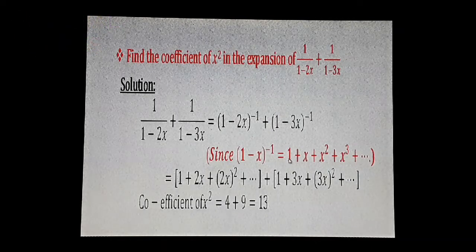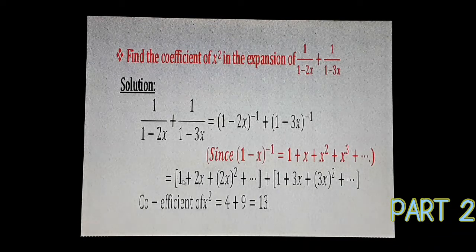As we know already, that is 1 plus x plus x square plus x cube plus etc. So using this, to expand (1 minus 2x) the whole power minus 1, what will we get? 1 plus 2x plus (2x) square plus etc. Similarly here, 1 plus 3x plus (3x) square plus etc. Okay, our question is to find the coefficient of x square.